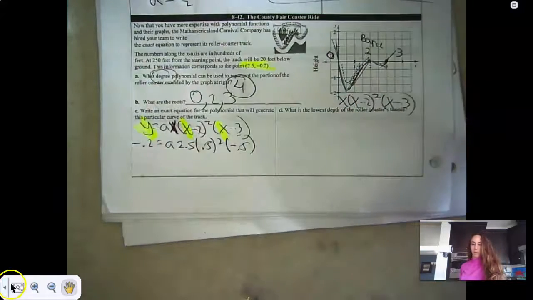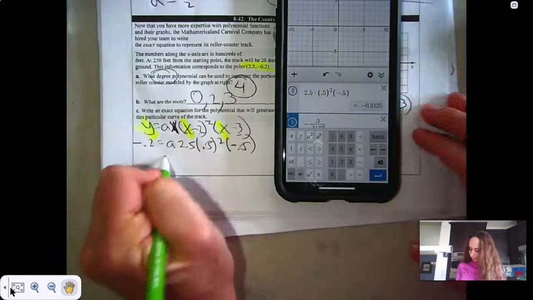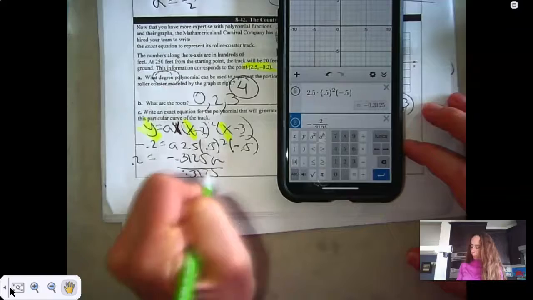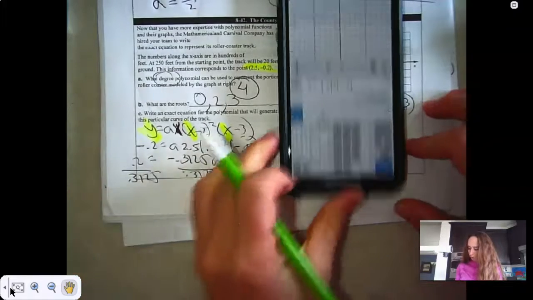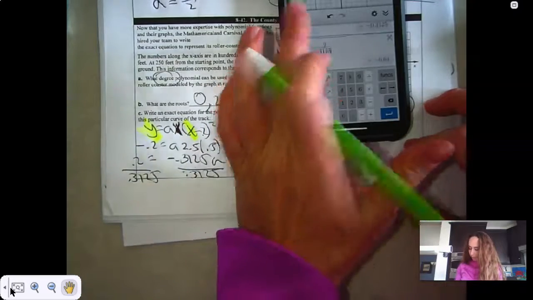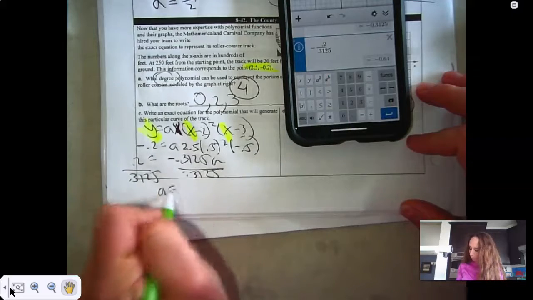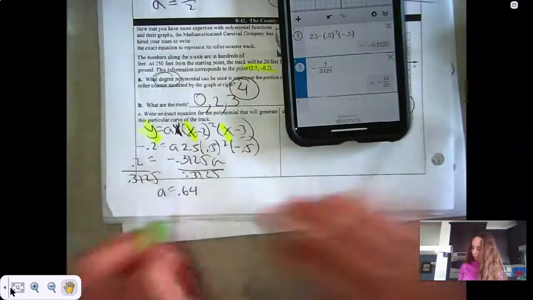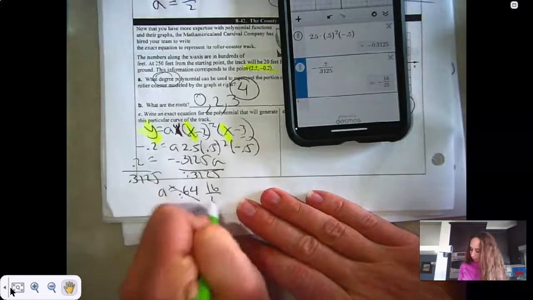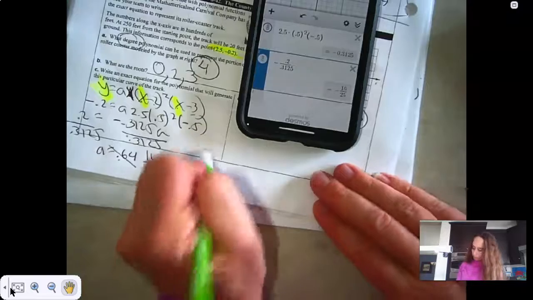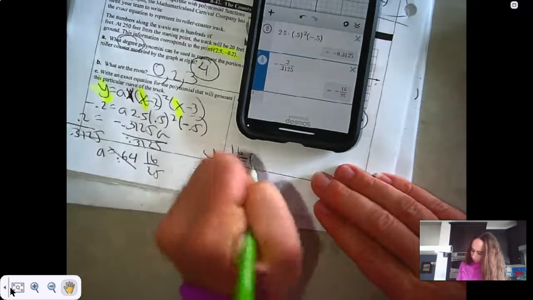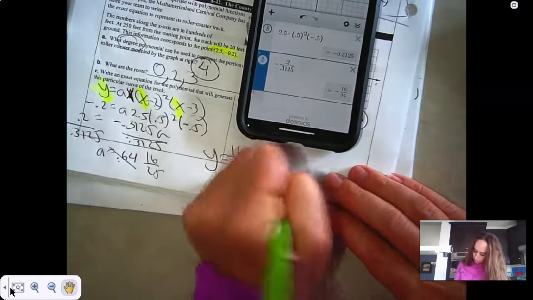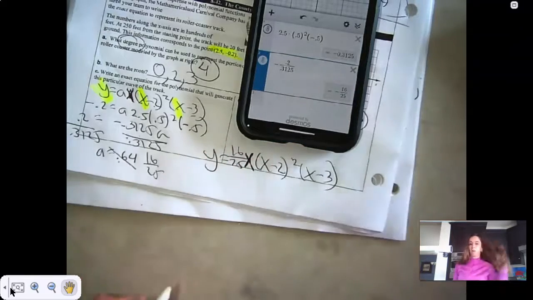Okay, I'm going to pick up my little calculator, one sec. So I multiplied it out in my calculator. Divide by 0.3125, which I did down here. And I end up, it's actually positive, I messed up. So a equals 0.64 as a fraction. It's 16 over 25, so I'd rather see 16 over 25, okay? So then my equation, y equals 16 over 25 parentheses. Oh wait, actually not, x minus 2 squared, x minus 3, okay?